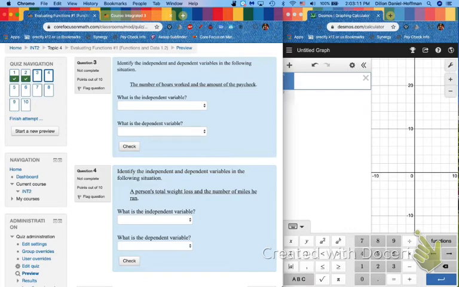All right. Number 3, does the number of hours worked depend on the amount of the paycheck? Or does the amount of the paycheck depend on the number of hours worked? Pause your video and see if you can figure it out, but don't hit check, and then I can check your work for you before you hit check.